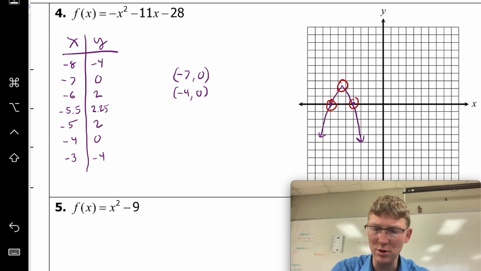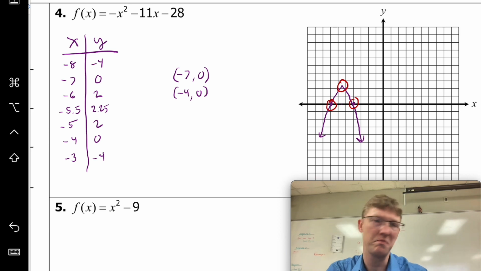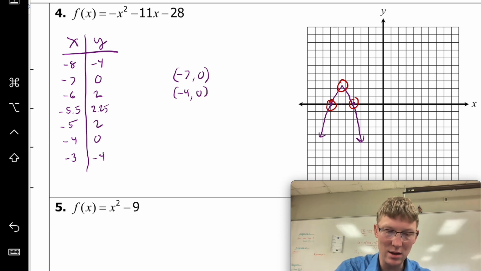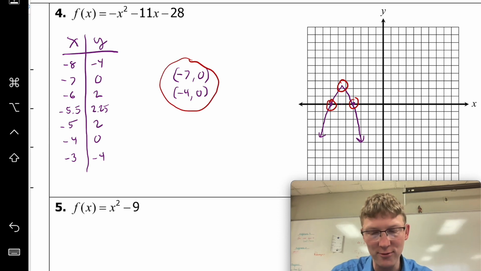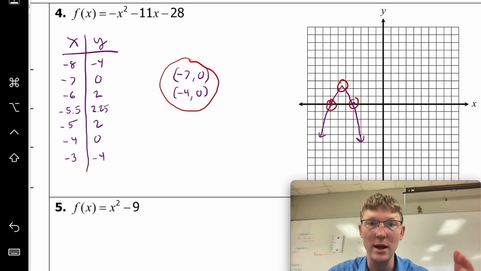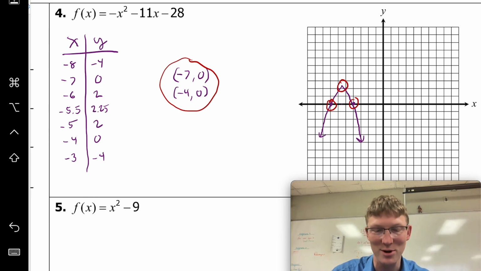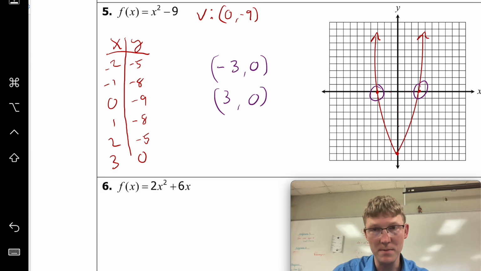This vertex, I will admit, is a little weird, but it doesn't have to be plotted in the exact right point, and the places that it crosses the graph are still an easy, or a kind, number to find. We'll call it a kind number. So let's try number 5, see if you can do that one. Did you get it? I got the vertex at 0, -9, and I plotted some points, and I got my solutions at -3 and 3.